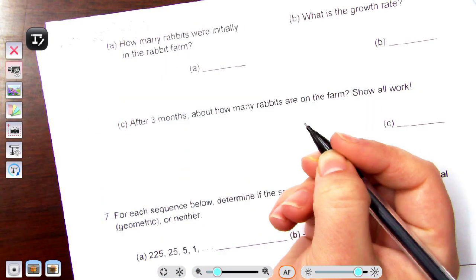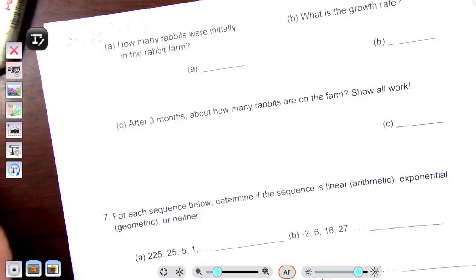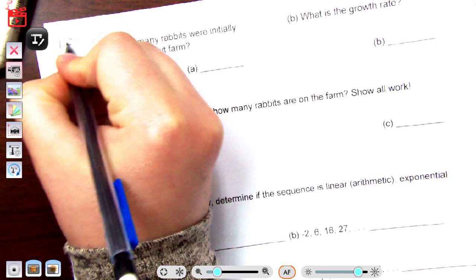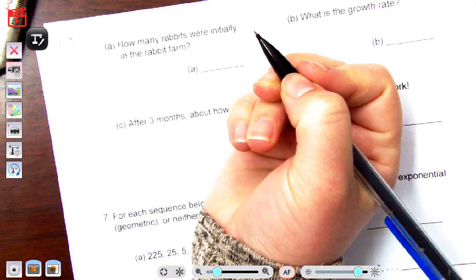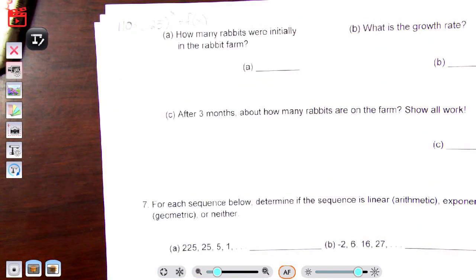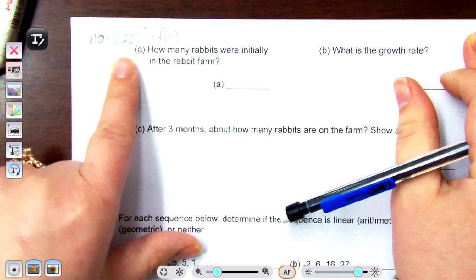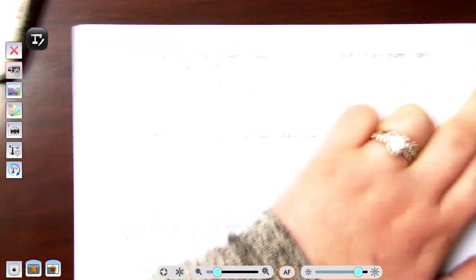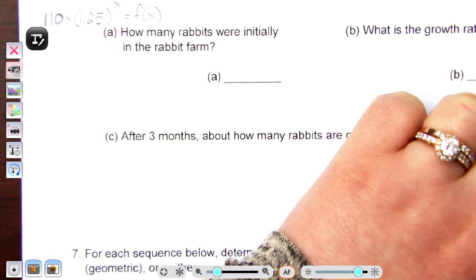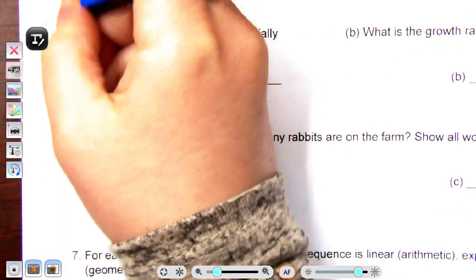So before anything happened, what did we start with? Oh, this is 110, not 1. There's no point here. This is 110. So again, how many rabbits were initially in the rabbit farm? So if we take this away and we have 0 growth, oh, you can't see that. I'm sorry. Let me zoom in. There we go. Okay, so if we take the 1.25 away and we have 0 growth, sorry about that. I'm trying to get you to see. There it is. So if we have 0 growth, what would we initially start with? We would start with 110 rabbits.